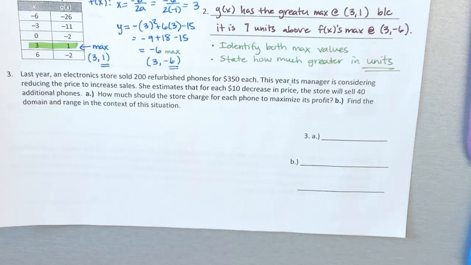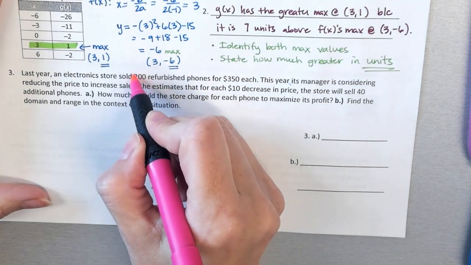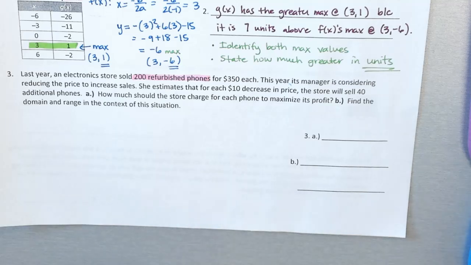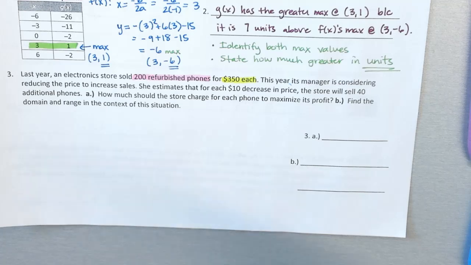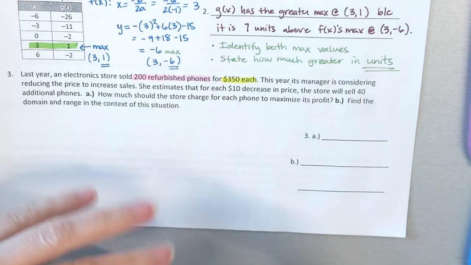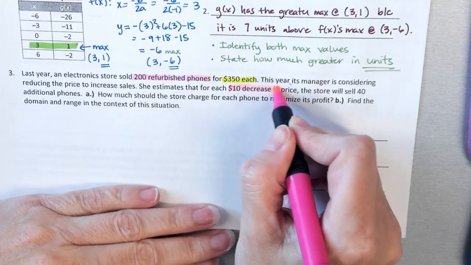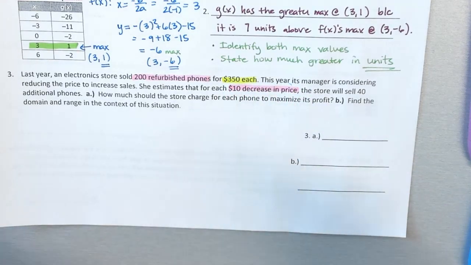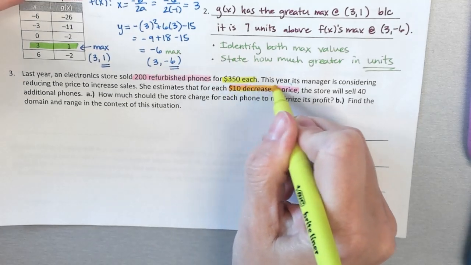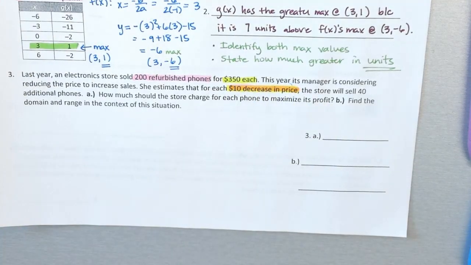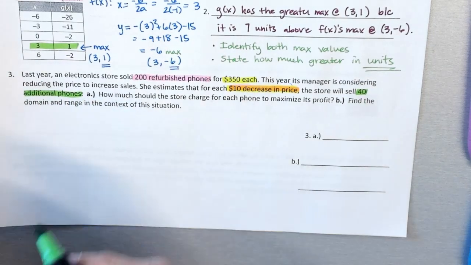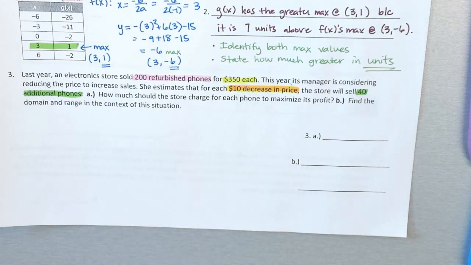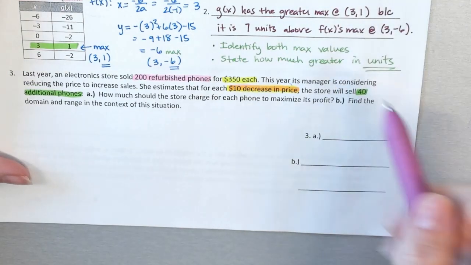It says last year an electronics store sold 200 refurbished phones, and the cost of each one was $350. This year, the manager is considering reducing the price to increase the sales. So for each $10 decrease, the store is going to sell 40 additional phones. How much should the store charge for each phone to maximize its profit?